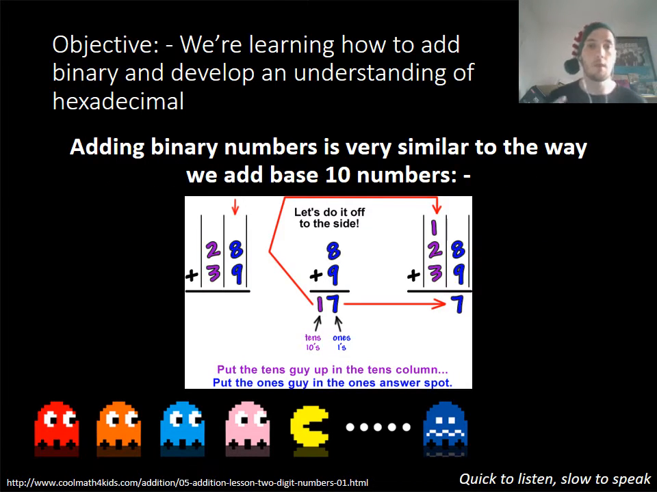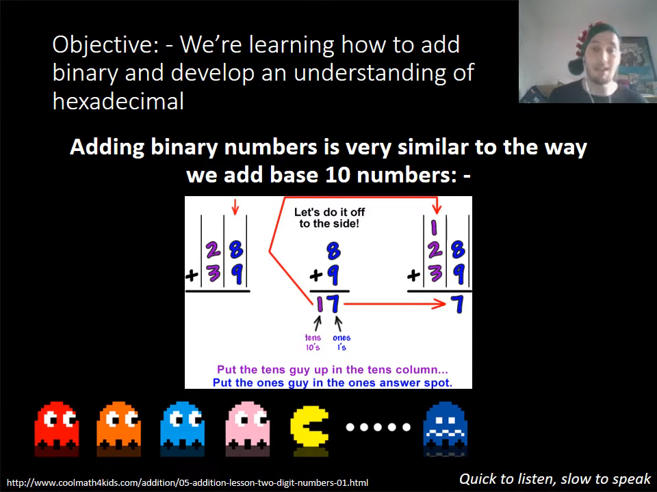So we're going to be learning how to add binary today, but we're also going to learn about hexadecimal and develop a bit more of an understanding to help you with it. If you think about how we add regular numbers, you may have learned this older number system at school, where you see 8 plus 9 is 17. So you've got your 7, which is your unit, and you carry the 1. And the next thing you would do is add the 3, the 2, and the 1, which would end up giving you 67. So that is 28 plus 39 gives you 67.